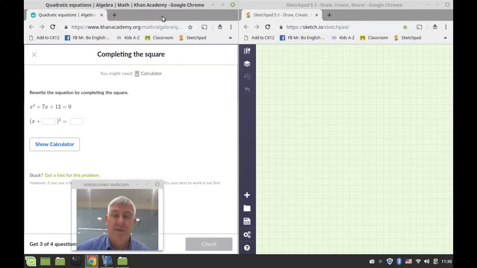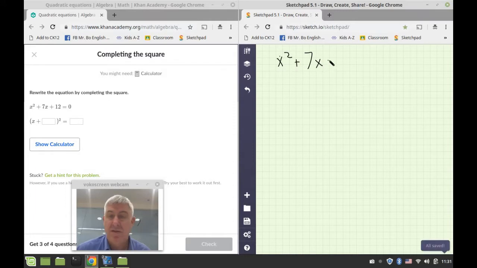All right, so let's look at our first problem. It says rewrite the equation by completing the square. So x squared plus 7x plus 12 is equal to 0. And we're going to take our x coefficient, which we'll call b, and divide that by 2 and then square it. And that gives us 49/4.